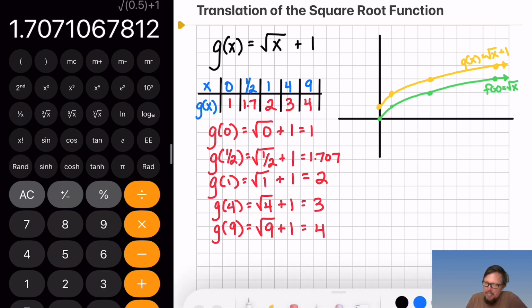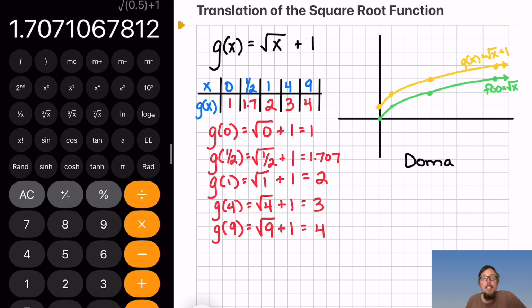Let's talk about what happens to the domain and the range. The domain doesn't seem to change. Seems like the domain is still any number 0 or higher because we're taking the square root of x, and we don't want to take the square root of any number less than 0. That would cause us to have an imaginary number.